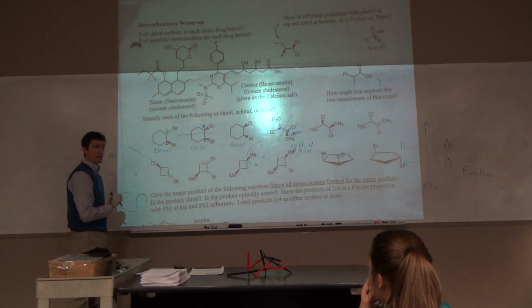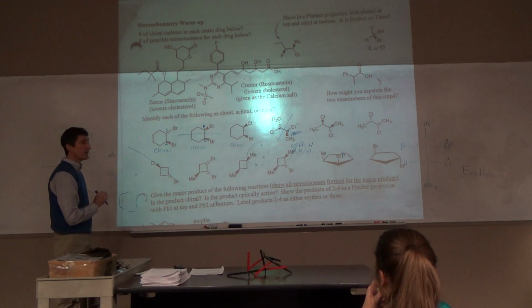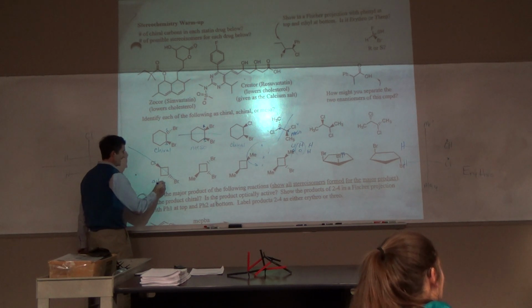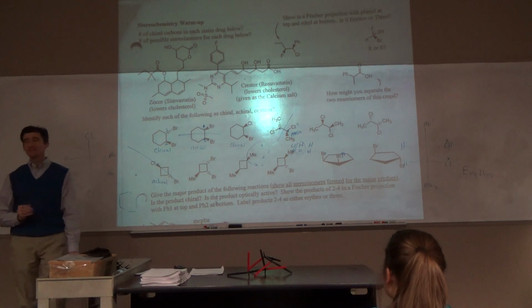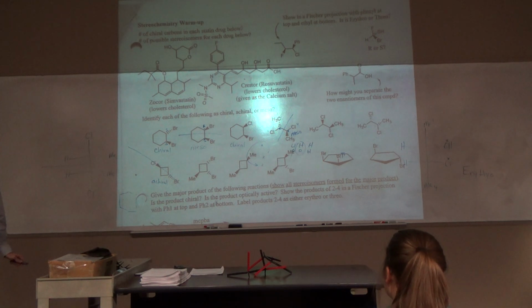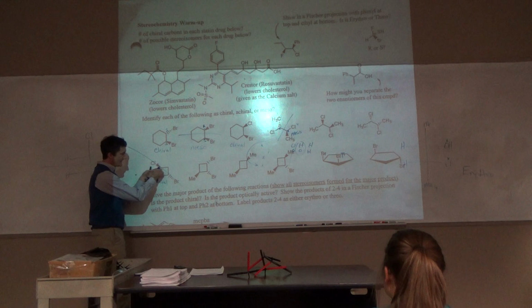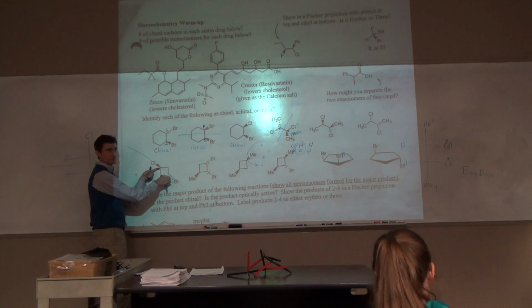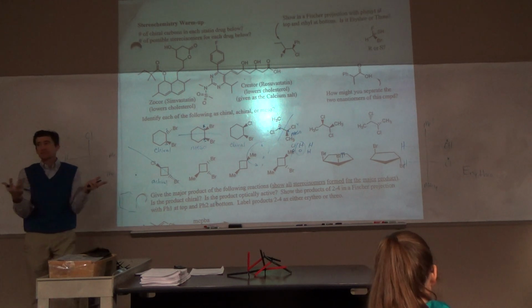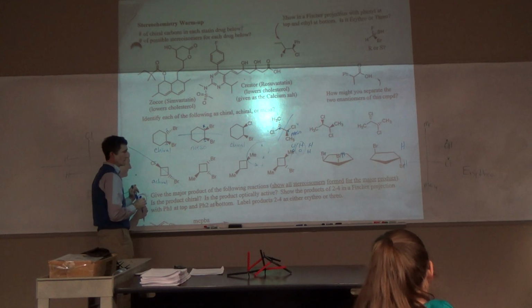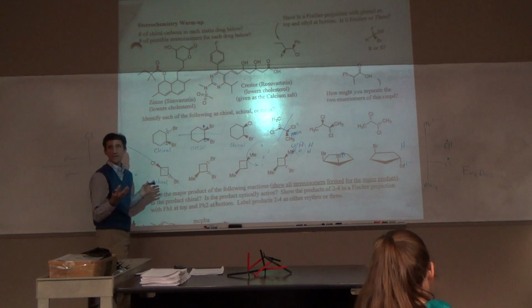What's the answer here? It's not chiral. Is it achiral or meso? It's achiral. Why? This compound doesn't even have chiral carbons. Is that carbon chiral? No, it's got a chlorine and H, but this and this are the same thing. Okay? It doesn't even have chiral carbons. So I'm just going to call it achiral, not chiral.